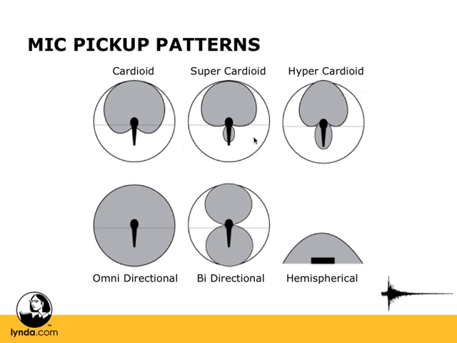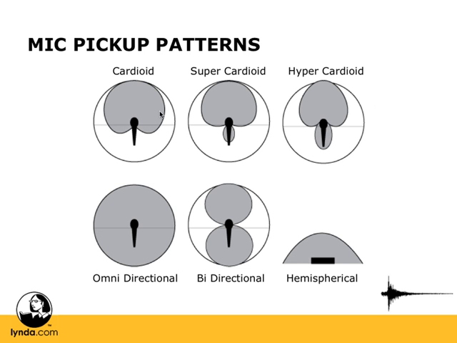The trade-off on the super and the hyper is that they have this little mushroom stalk here that picks up the stuff immediately behind it a little bit. It's a trade-off. If you're trying to focus a group of vocal singers, you have three singers next to each other, they each have their own microphone, you can use a hypercardioid. That way, one singer's voice doesn't get into the other microphone.